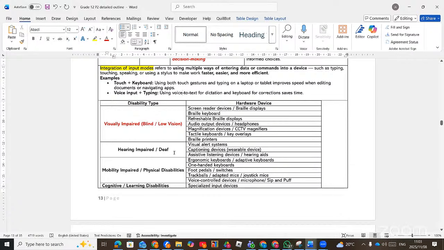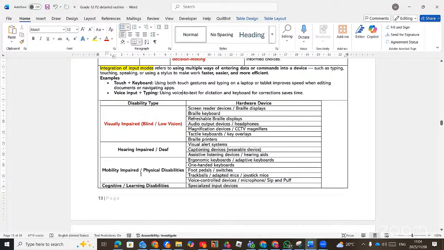Now, hearing impaired, what are some of the devices that they need? They need visual alert systems or devices. Don't just mention visual alert. Here, the question is talking about hardware devices. They also have captioning devices. There is captioning software and then captioning devices. The captioning devices are wearable devices that they can wear, that will convert speech for them into text. They are wearable devices that are available. Then we also have hearing aids or listening devices.